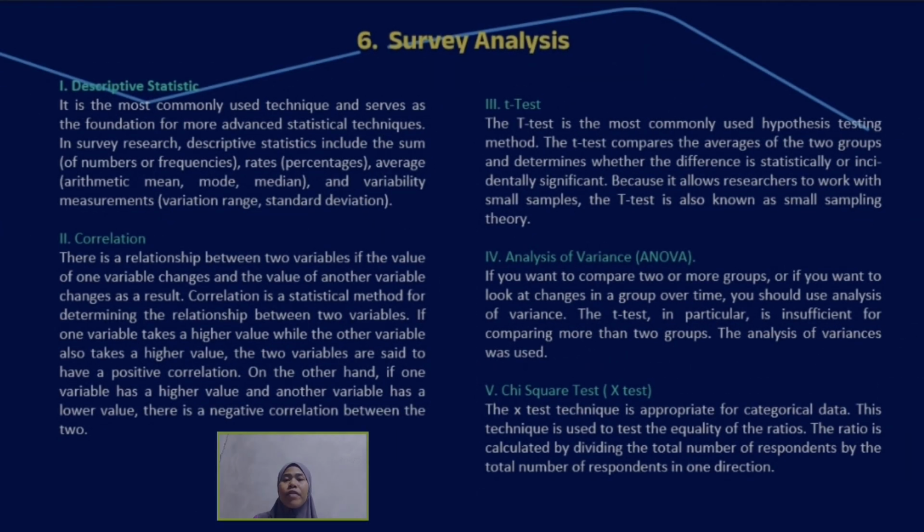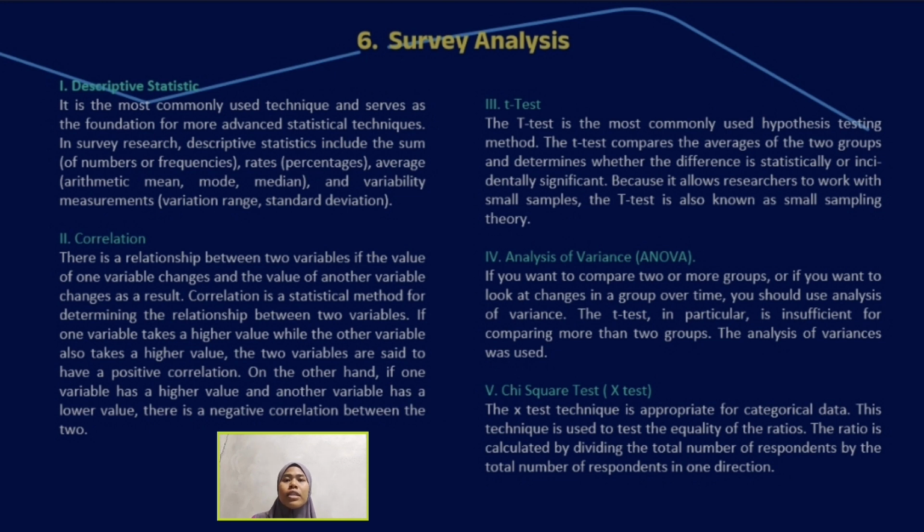Number 6. Survey analysis. 1. Descriptive statistics. It is the most commonly used technique and serves as the foundation for more advanced statistical techniques. In survey research, descriptive statistics include the sum of numbers or frequencies, rates, percentage, average, arithmetic mean, mode, median, and variability measurements, variation range, standard deviation.